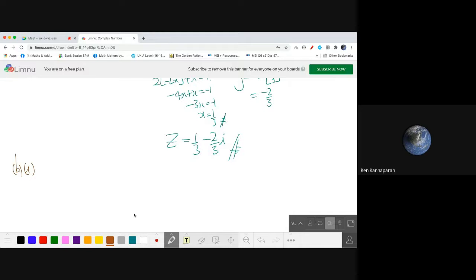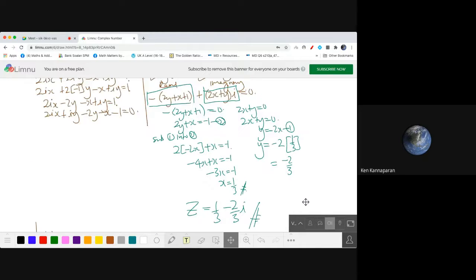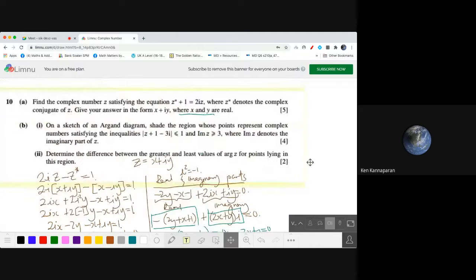Okay, we have B, 2 parts to that. On a sketch of an Argand diagram, shade the region whose points represent the complex number satisfying the modulus of z plus 1 minus 3i less than or equal to 1, and then the imaginary part of z is greater than or equal to 3. Okay, can somebody tell me what the first locus represents? The modulus of z plus 1 minus 3i less than or equal to 1.